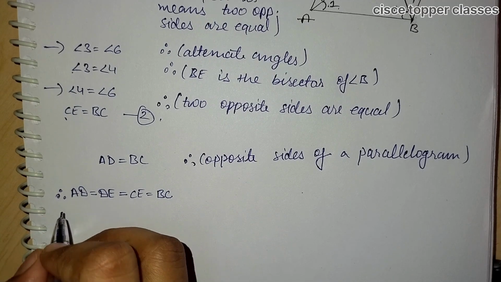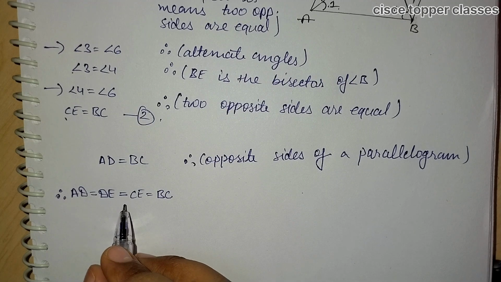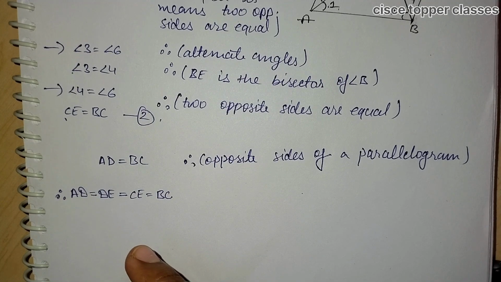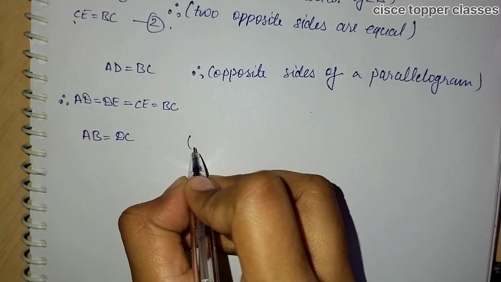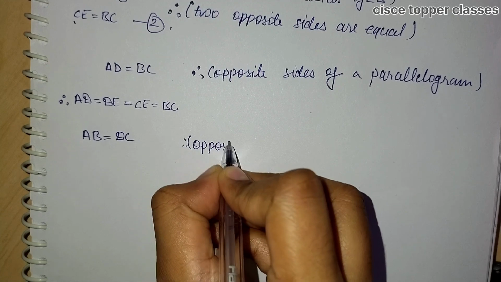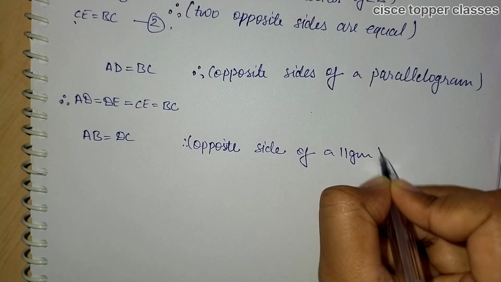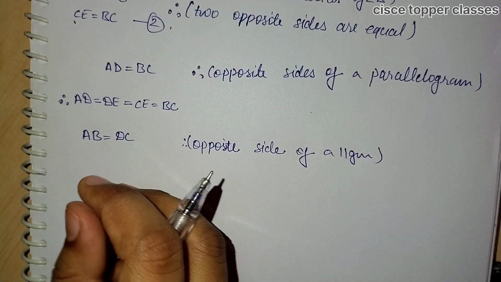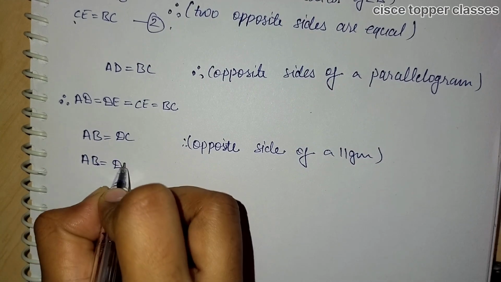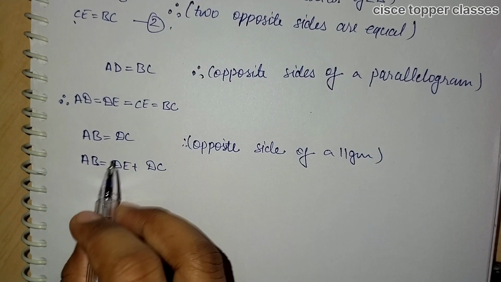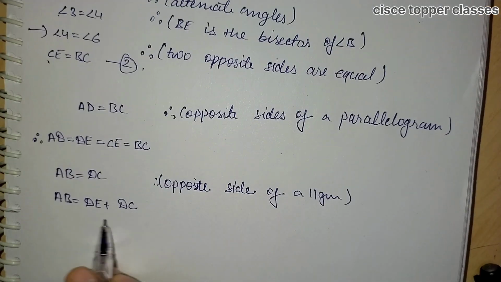Now simply from here we can write that if DE is equal to CE, E is the midpoint. Again, AB is equal to DC because this is also the opposite side of a parallelogram. DC is equal to DE plus EC. So here we can write AB is equal to DE plus EC.